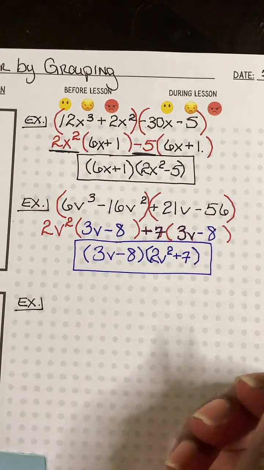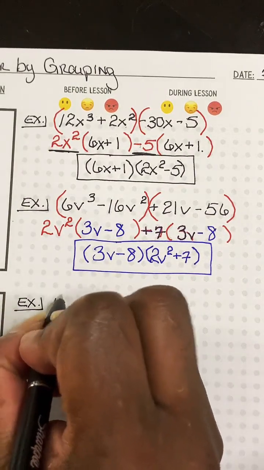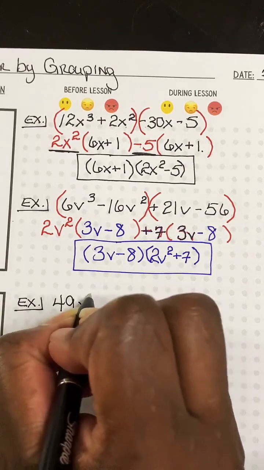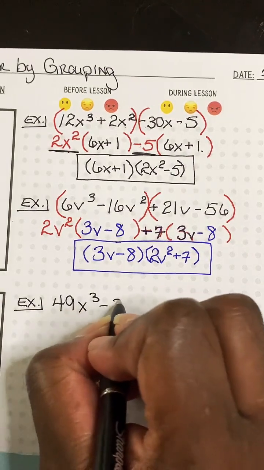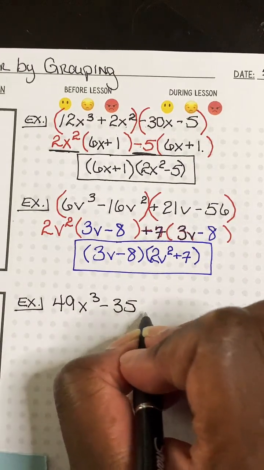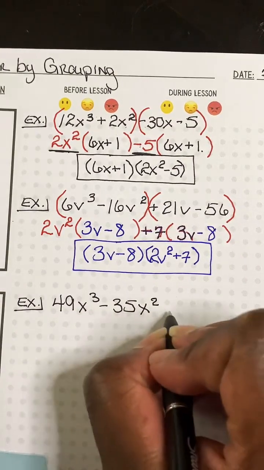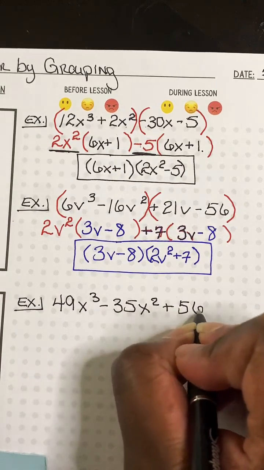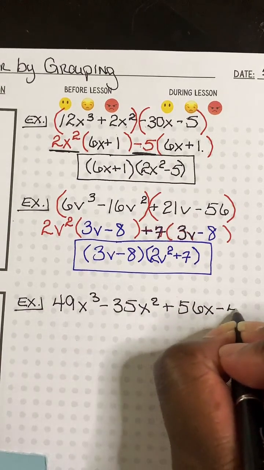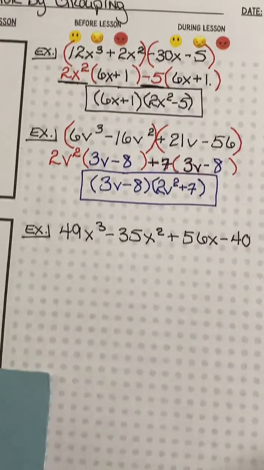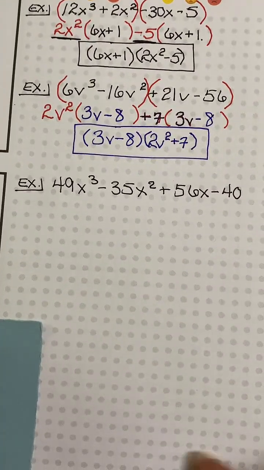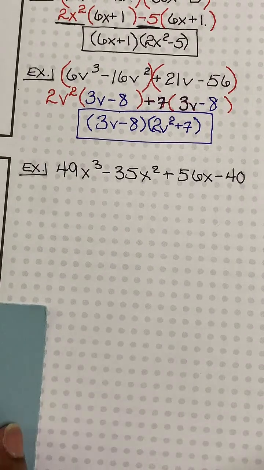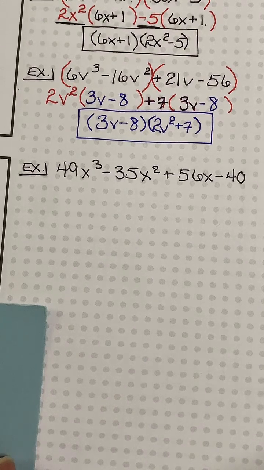So let's take a look. Let's try this one. So we got 49x cubed minus 35x squared plus 56x minus 40. Okay, so let me raise that up. Okay. So we're going to take it step by step. So for people that are coming in, we're doing what's called factoring by grouping. Okay, factoring by grouping.